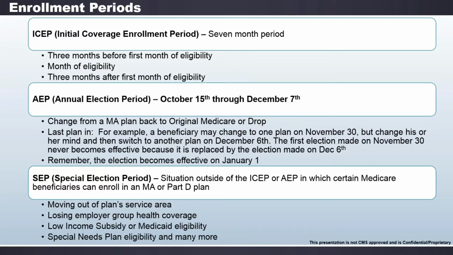This is where they can drop plans. This is where they can make some adjustments if needed. So they have that opportunity. Maybe they were coming from a group plan and want to get signed up for a new plan, something in that regard. And then there's the SEP, the special election periods, and this, again, is if they move out of that service plan, lose employer coverage, qualify now for the low income subsidy where maybe they didn't qualify before, or maybe they have a special needs plan that they need to get set up with.